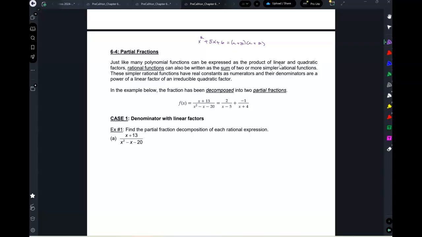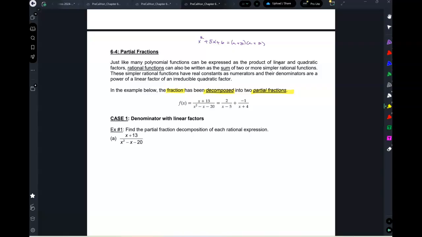So these simpler rational functions that we're going to come up with have constants in their numerators. And the process by which we do this, we say we decompose a fraction into two partial fractions. And the whole thing is called partial fraction decomposition. And if that isn't a mouthful, I don't know what is.